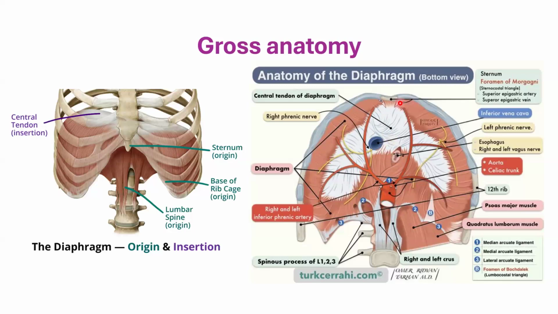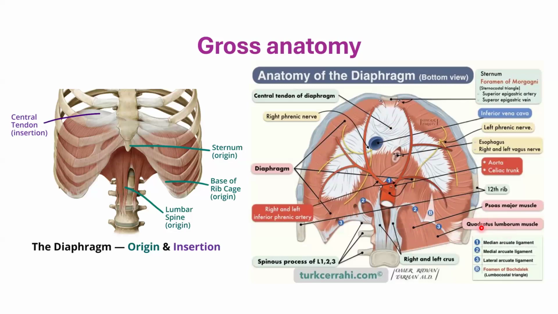And then you can also see we have some other minor openings. We have the foramen of Morgagni, which is anterior, just posterior to the xiphoid process, and which allows the superior epigastric artery and superior epigastric vein. Then we'll have the foramen of Bochdalek. This foramen of Bochdalek is actually a point of hernias together with the foramen of Morgagni.